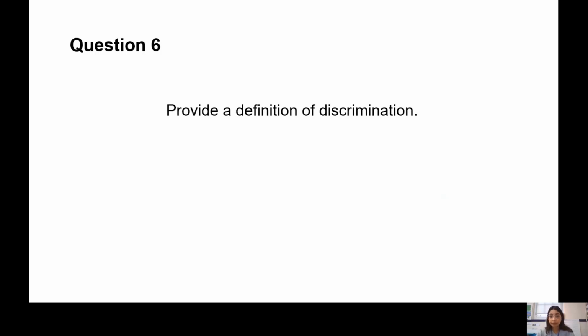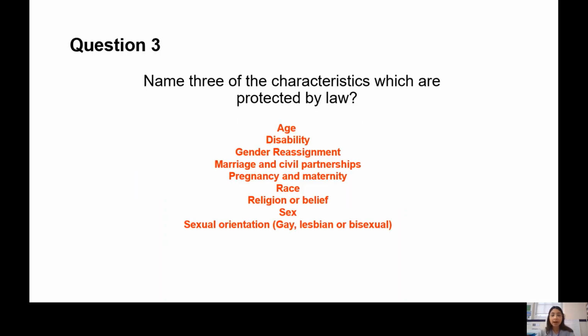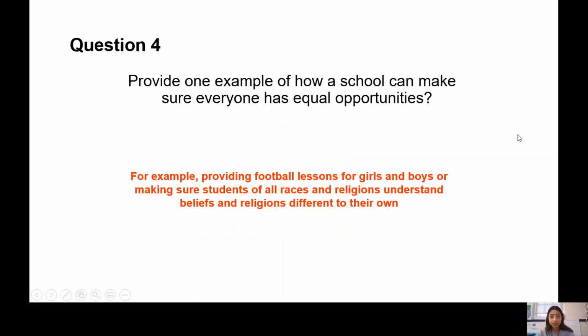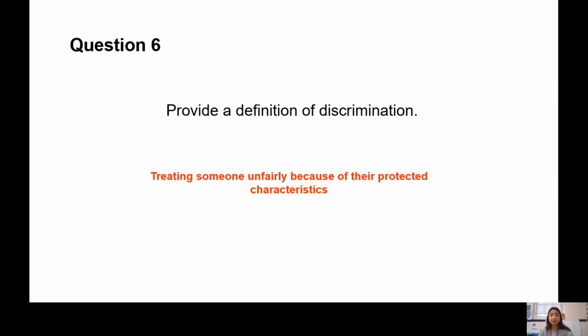Provide a definition of discrimination, and that is treating someone unfairly because of their protected characteristics. And we know that the protected characteristics are these characteristics here that I mentioned earlier. So well done if you got the questions correct, and if you haven't, that's absolutely fine. Please go in and write in your corrections, so this will help you with your case studies later on in the lesson.